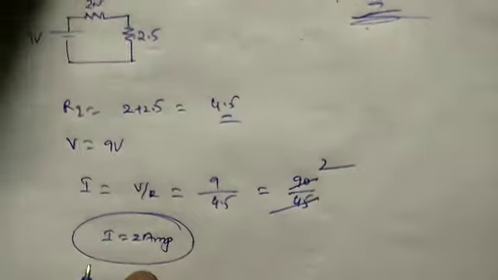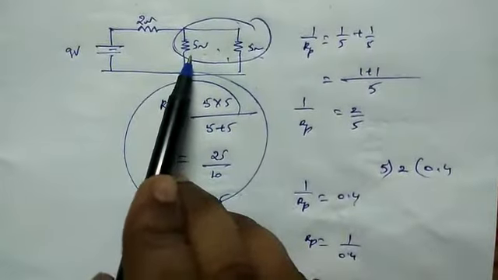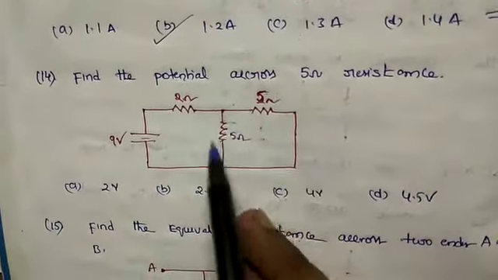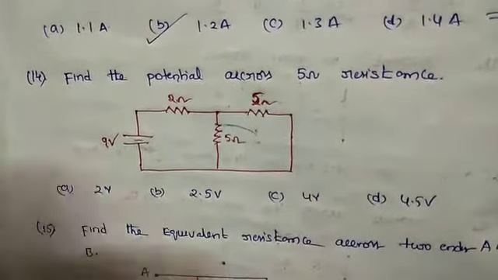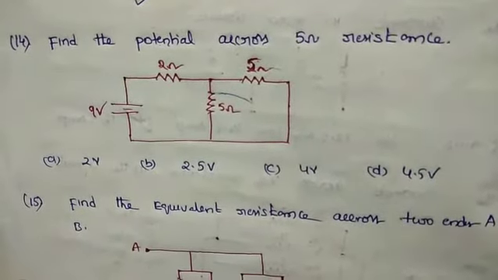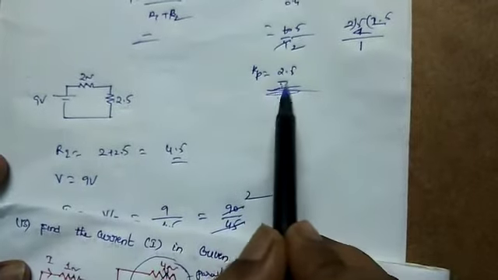Now what should be the potential difference across the 5 ohms resistance, they are asking. In the question, what is he asking here? Find the potential across 5 ohms resistance. So these 5 ohm resistances, anyone you have taken as 5 ohms resistance. What is the potential across this one? We can get R equivalent is equal to 2.5.